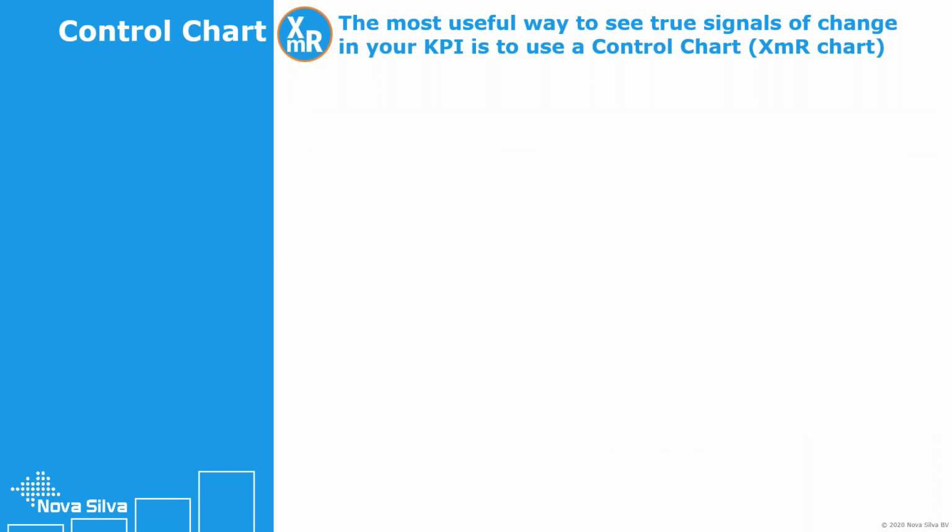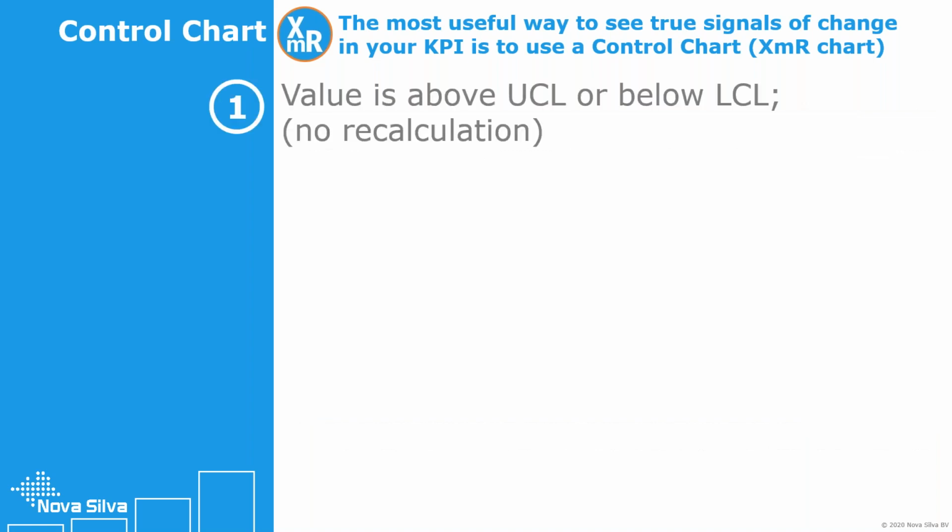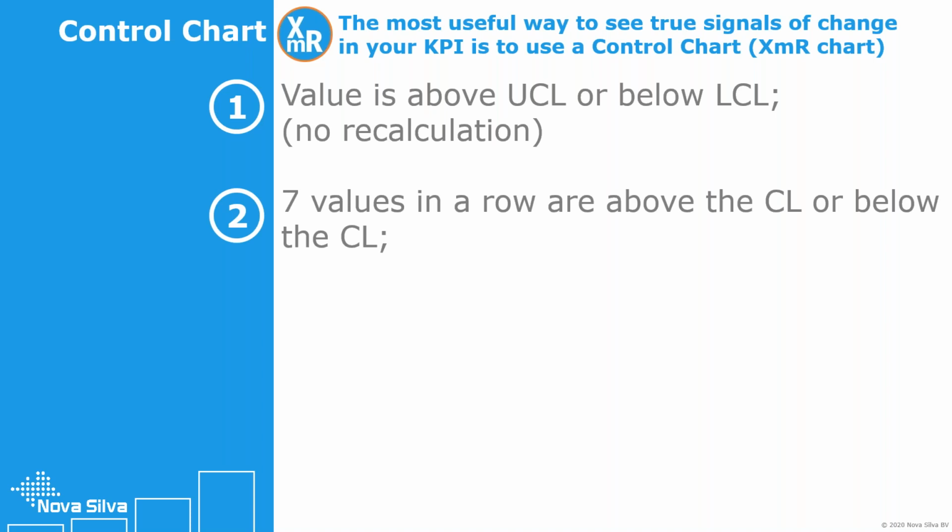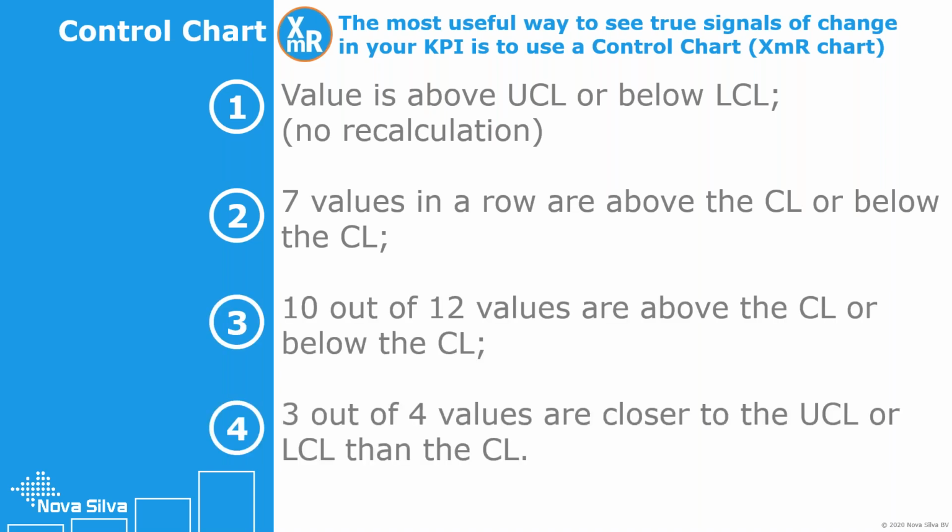And then you get the fact that we implemented these 4 signals that we are trying to detect. The most obvious one: if any value is outside of the natural limits, then you get a signal. There will be no recalculation, but there is a signal. Then we have the rule that 7 values in a row above the central line, or below the central line, is a signal, etc. Most of you know about control charts, so these are the basic rules that we have implemented within the control chart visual within Power BI.